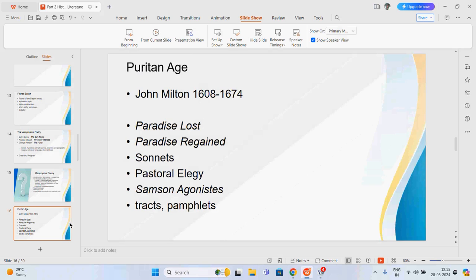Now, as we move further, we come to the Puritan age. When we were talking about the Elizabethan age, I told you that the rule of Queen Elizabeth ended in the year 1603. Drama, which had a lot of patronage during the Queen's period, began to lose the patronage. This was the age of Puritanism, where there was a surge of religious fervor, and drama was considered immoral, and there was a period when drama was completely banned and theatres were closed down. This was the age in which John Milton flourished.